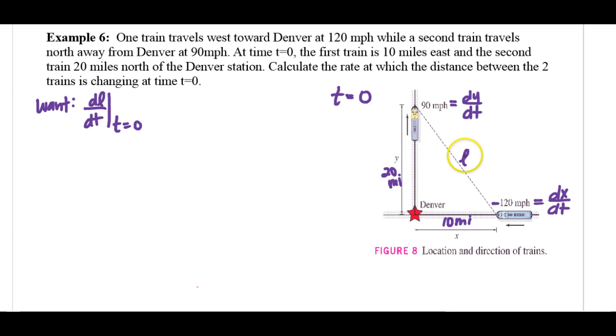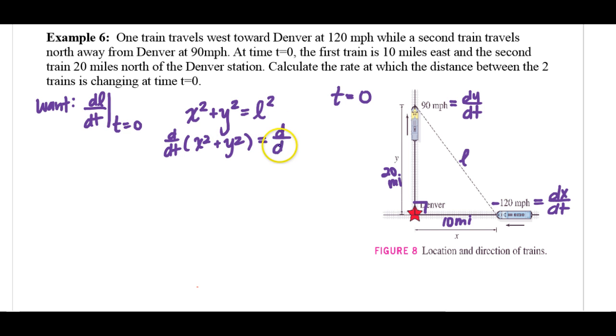My variables are x, y, and L, and this forms a perfect right triangle. So my formula is x squared plus y squared equals L squared. And each of those lengths is changing, so I can't replace them with constants. I just have to take the derivative with respect to t, with time, on both sides. So d/dt of x squared plus y squared and d/dt of L squared. So I'm going to get 2x dx/dt plus 2y dy/dt equals 2L dL/dt.